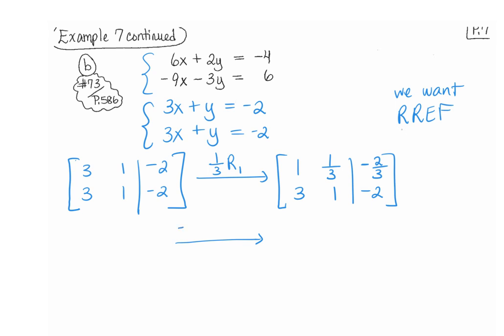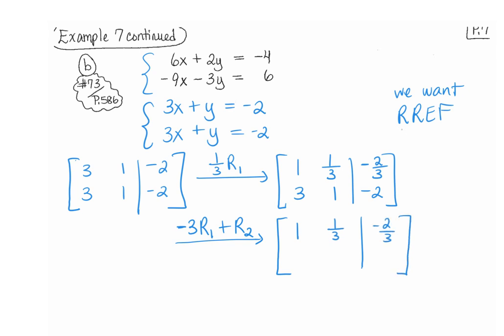-3 times row 1 and add row 2. You got it. -3 times row 1 plus row 2 to get a new row 2. You got it. Is row 1 changing? No. So row 1 we're going to write down is 1, 1/3, and -2/3.